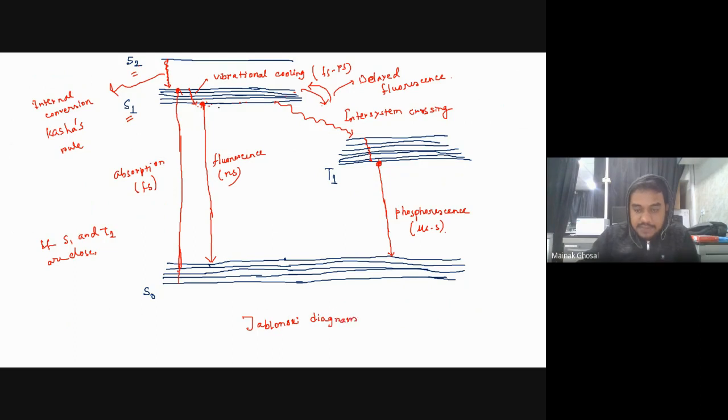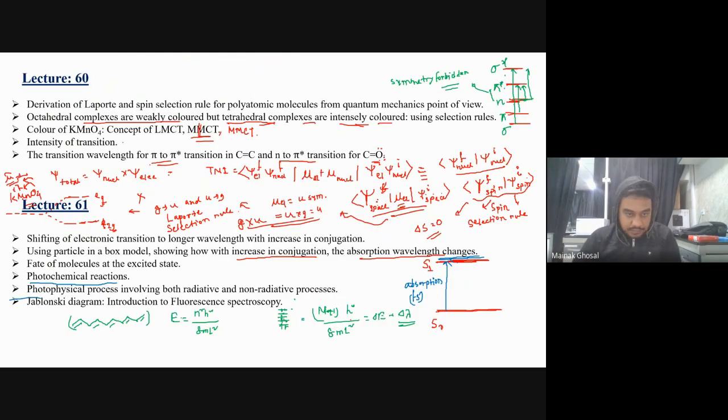If you understand this diagram, you will understand half of this photochemistry or spectroscopy. The Jablonski diagram is actually the introduction to fluorescence spectroscopy, a new branch of spectroscopy known as fluorescence spectroscopy.